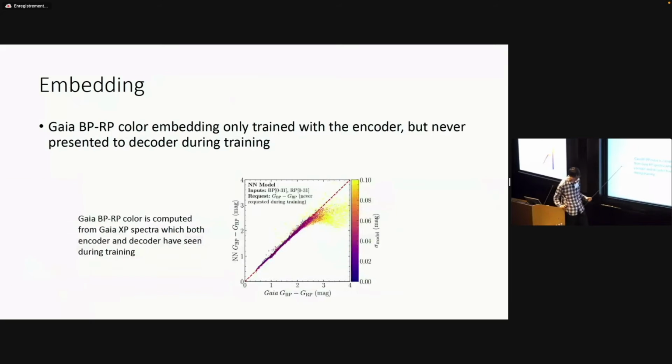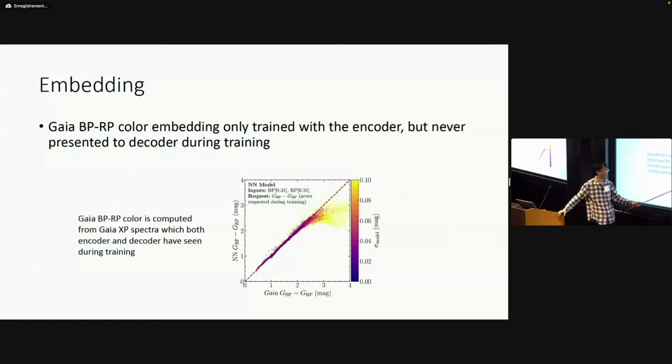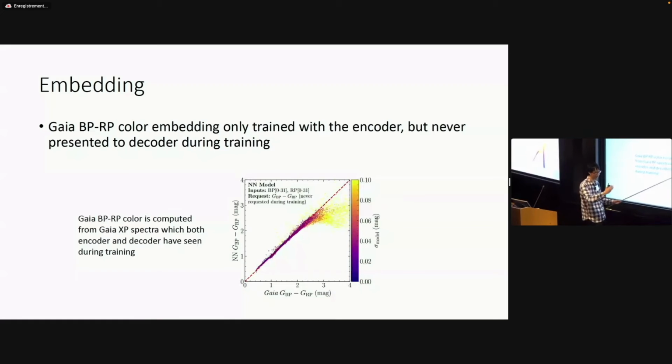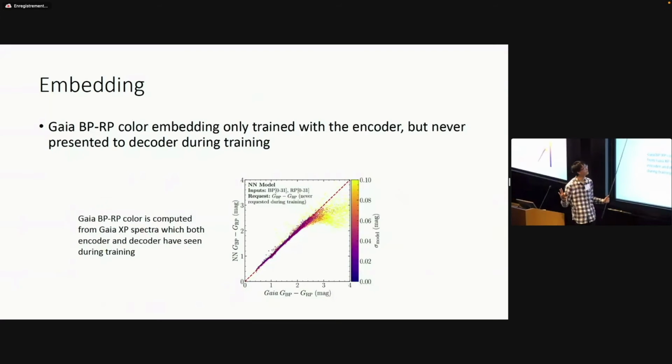So here's one thing about how we treat the embedding in our model. When we request information, we train the decoder such that when you give the embedding of the data to the decoder, it will predict the corresponding magnitude. So it means that you don't have to request every single data during training. For example, we withheld the Gaia BP-RP color during training, so that we never request Gaia BP-RP color from the decoder.